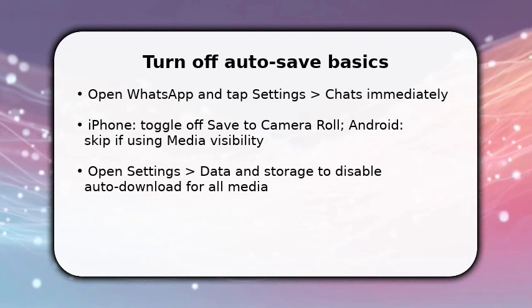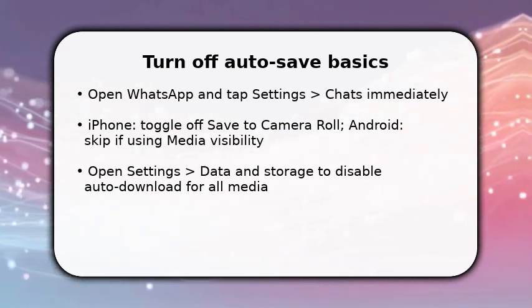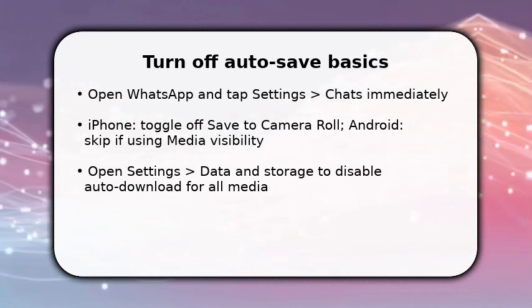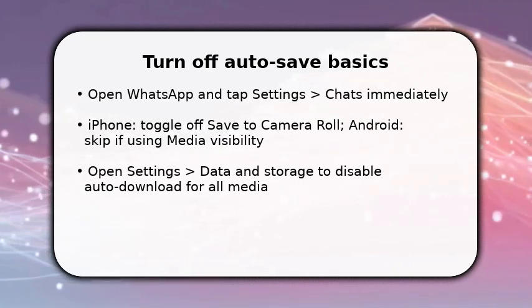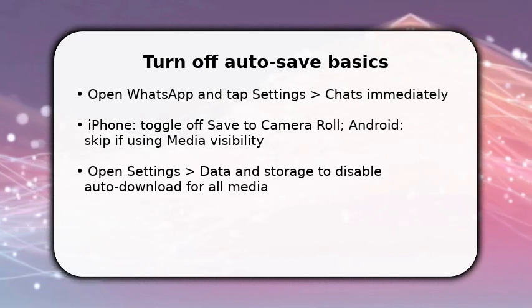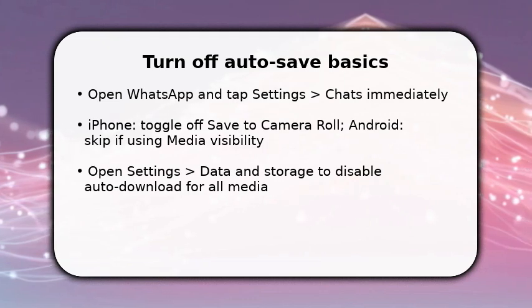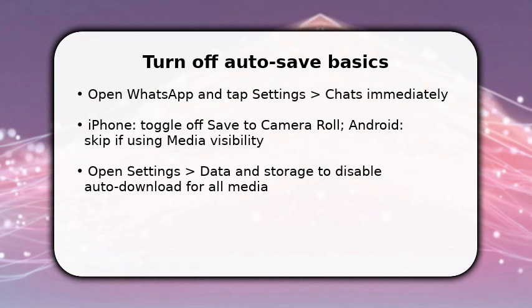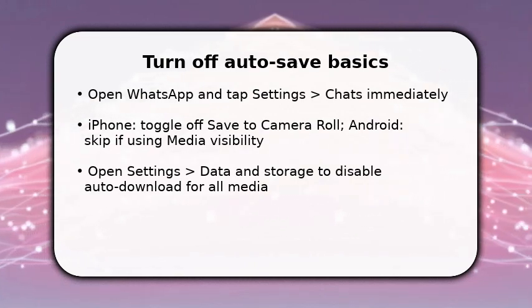Open WhatsApp and go straight to Settings, Chats. On iPhone, turn off Save to Camera Roll so new photos and videos won't drop into your Photos app. Once done, go to Settings, Data and Storage and disable auto-download for photos, audio, videos, and documents on Wi-Fi, mobile, and roaming so nothing is fetched automatically. These two changes stop the majority of automatic saves and give you immediate control over incoming media.